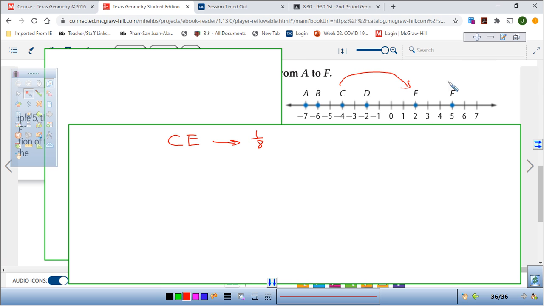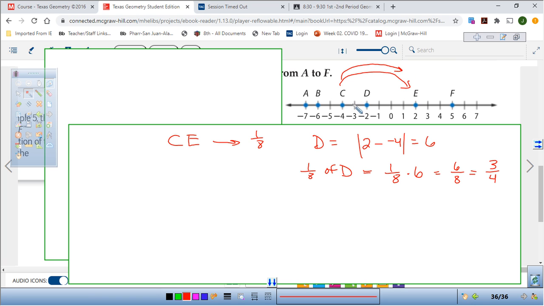Now, you can actually count, or let's use the distance formula. The distance formula would be what? You take the 2 minus the -4, absolute value of it, which gives me a 6. So we're going to go 1/8 of the distance, which would now be 1/8 of 6, which gives me 6/8, also known as what? 3/4. So we're going to go 3/4 of a unit in this direction, okay?